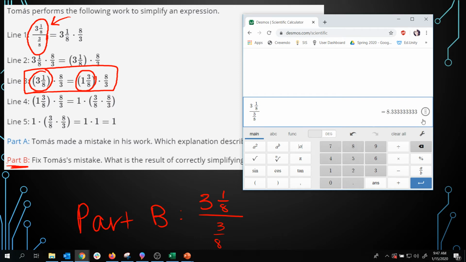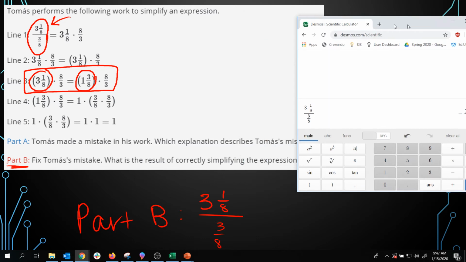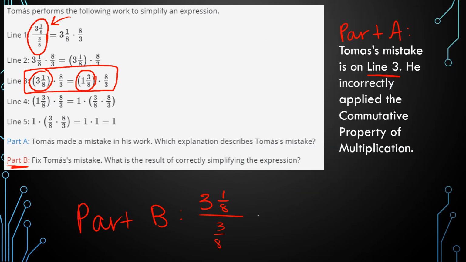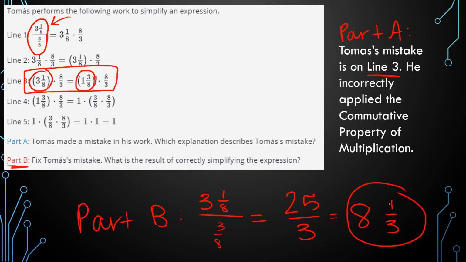And it tells me that my answer is going to be 8.3 repeating. I can convert it to an improper fraction, which is 25 over 3. 3 goes into 25 8 times, and 1 is left over. So for part B, you should have 8 and 1/3.